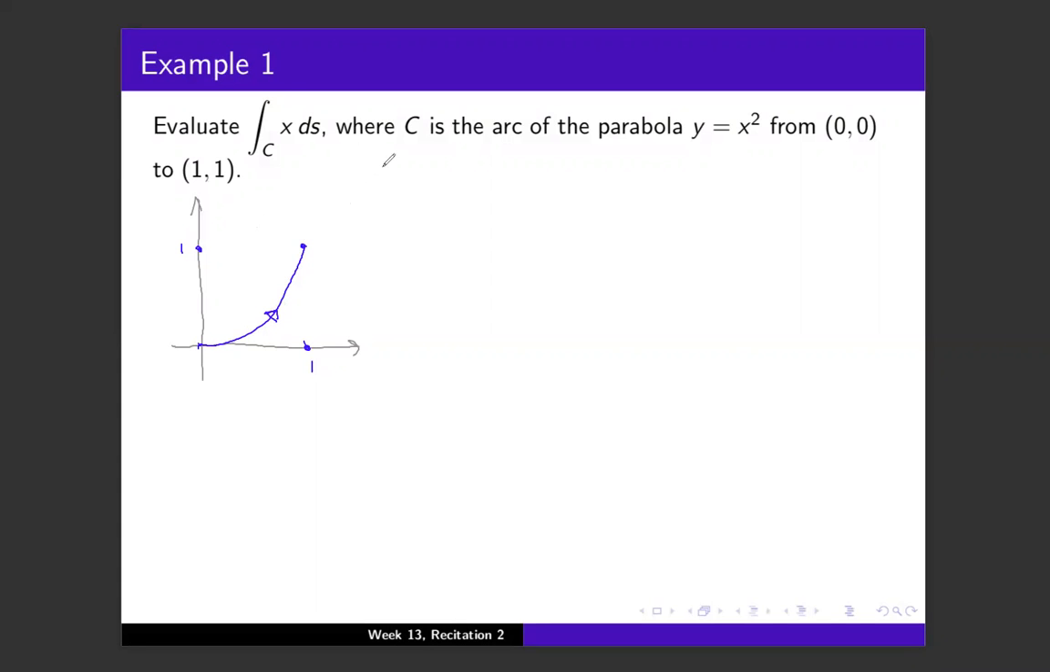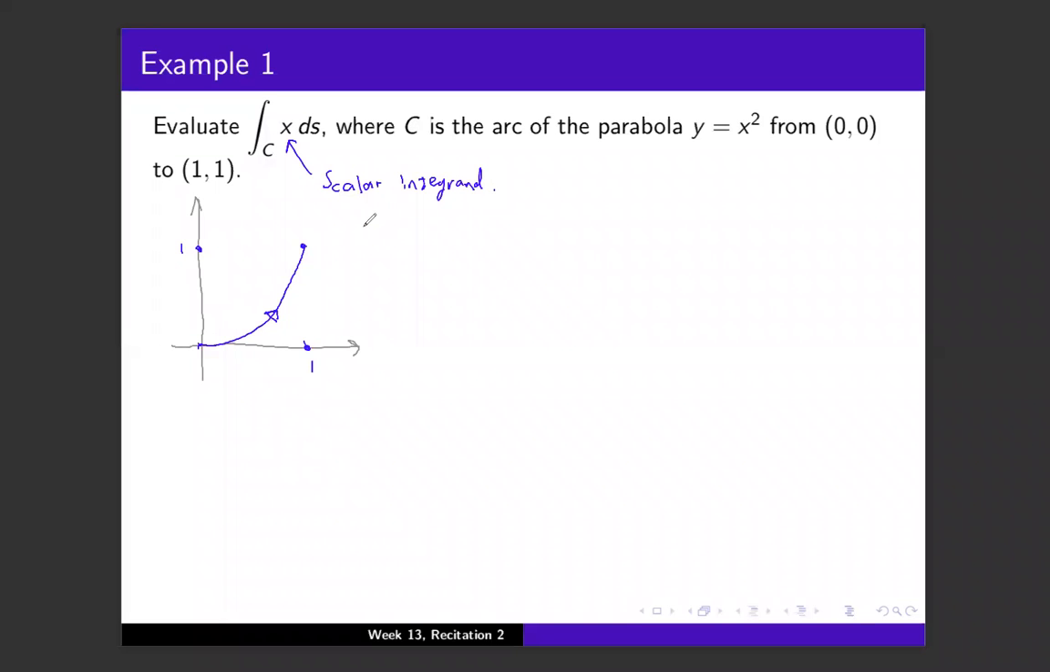Now, in this case, we're looking at a scalar integrand, as opposed to a vector field.